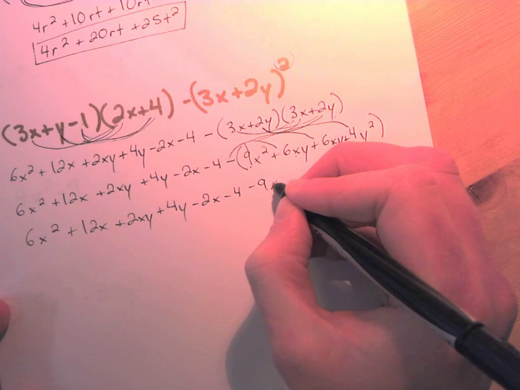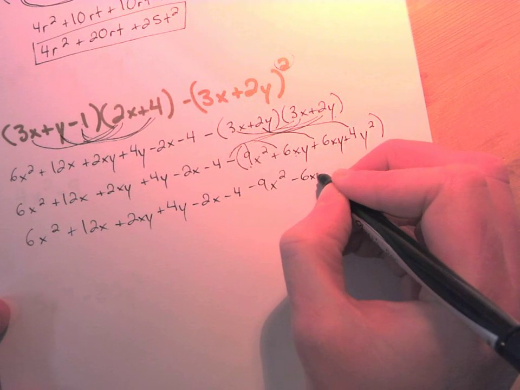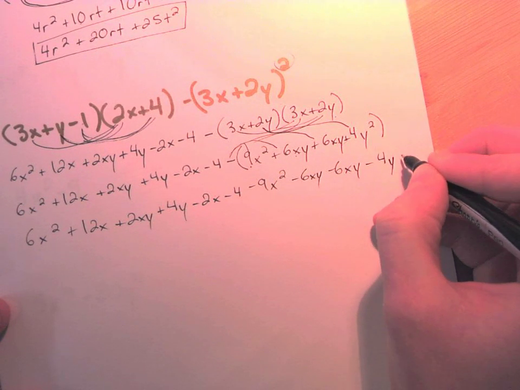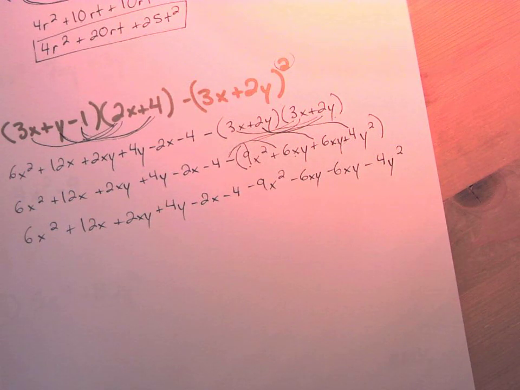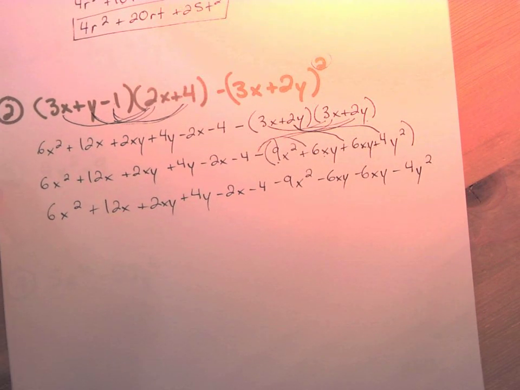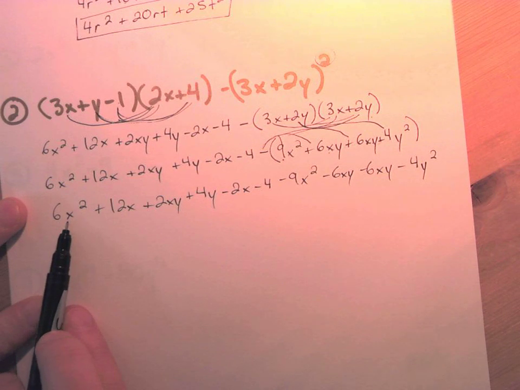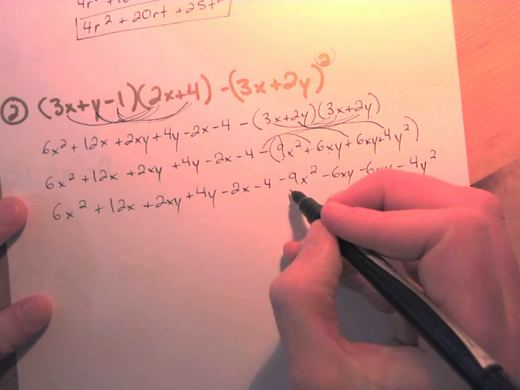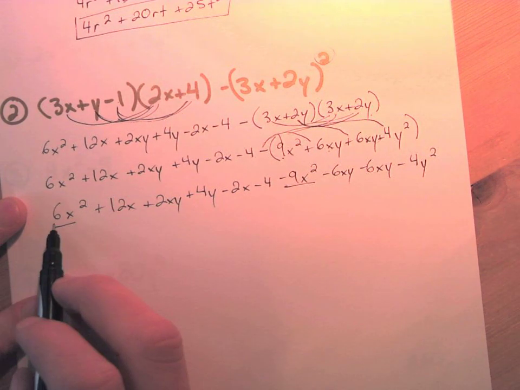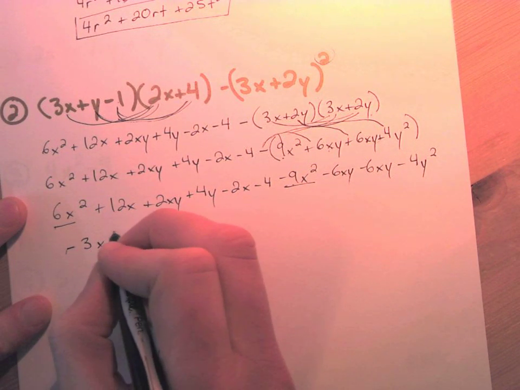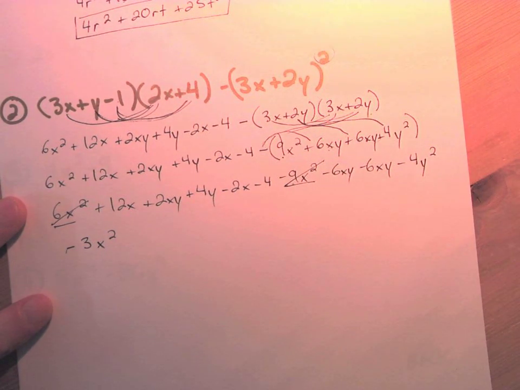Negative 9x squared, negative 6xy, negative 6xy, negative 4y squared. And now I've gotten rid of all the brackets, so now I can try to simplify this huge monster of a question. So I look at the first one, x squared. Is there any more x squareds? There is right here. So what's 6 minus 9? Negative 3x squared. Those are dealt with.